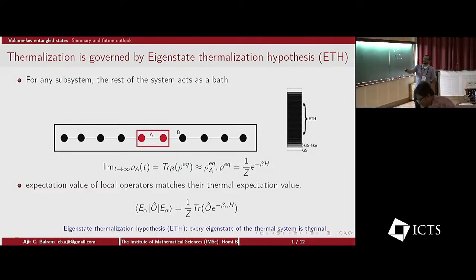ETH basically postulates that if you compute expectation values of local operators in eigenstates, then they are equivalent to expectation values that you get in a thermal density matrix. Although we have very overwhelming evidence in support of ETH from numerics, there is still no proof. Nobody doubts ETH, but it would be nice to get a handle on some exact states where you can demonstrate ETH to hold.